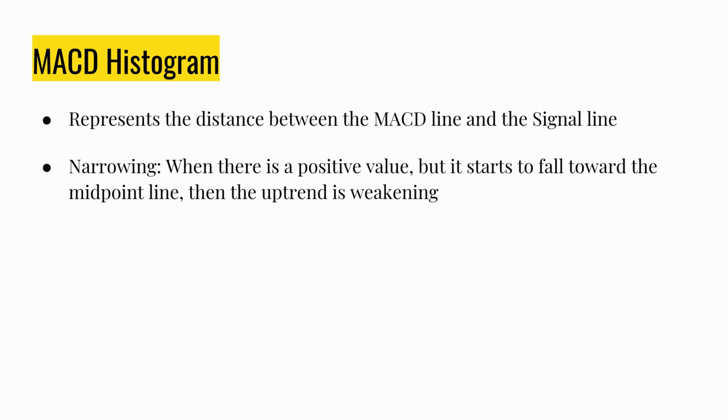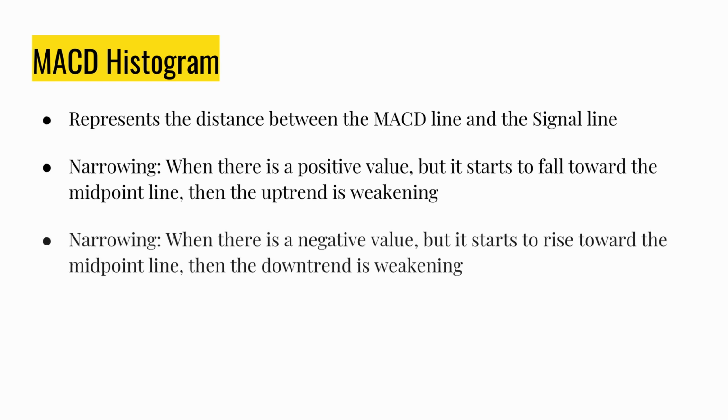For instance, if the histogram is showing a positive value but it starts to fall toward the midpoint line, then the uptrend is weakening. Essentially, this means that the distance between the MACD line and the signal line is narrowing. Likewise, if a negative value becomes less negative, this means that the downtrend is weakening. A less negative value means that the MACD line is slowly coming closer to the signal line.